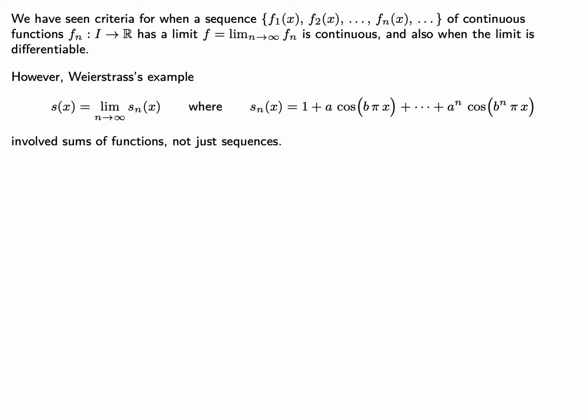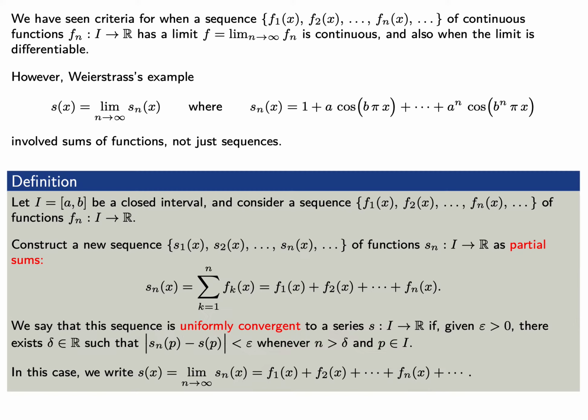However, let's return back to Weierstrass's original example. We found before that the limit S of x is really the limit of a sequence of functions s sub n, where s sub n is actually involving a sum of functions, not just the sequences f sub n. We'll use this to motivate some definitions today.